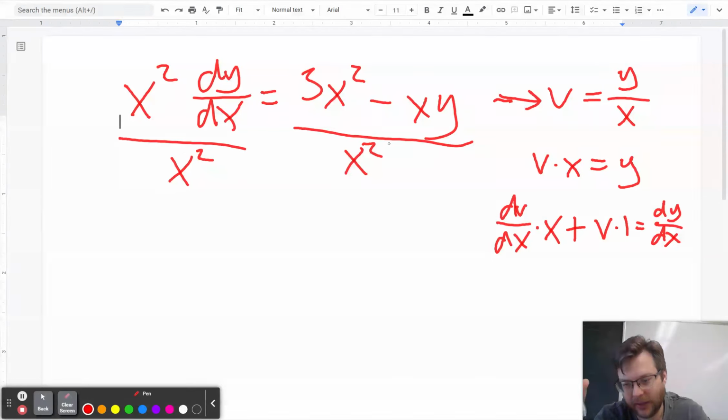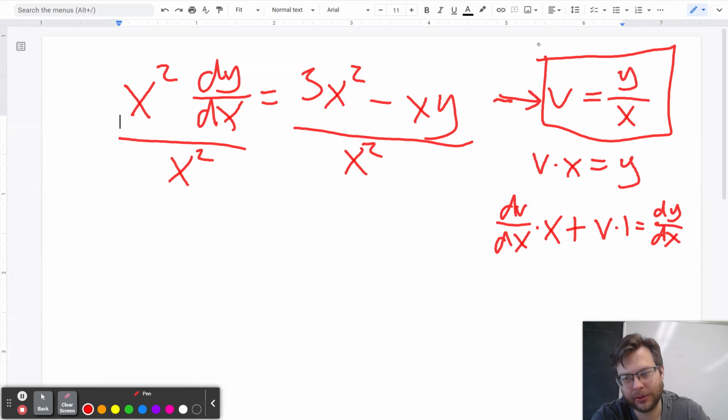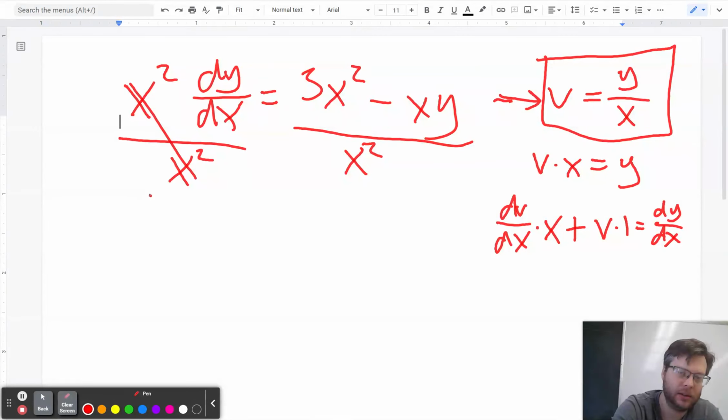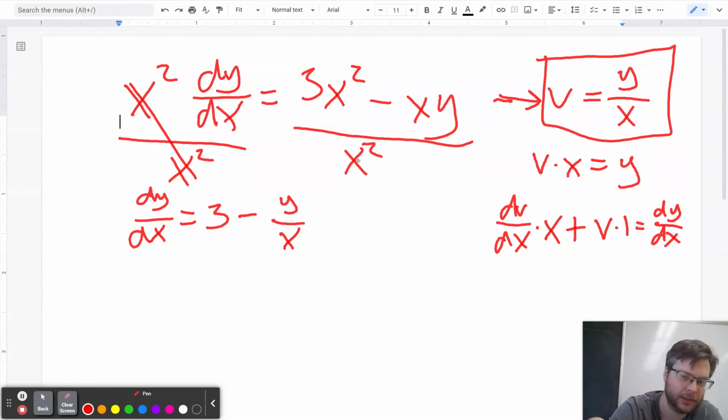This technically means you're assuming that x does not equal 0. That was also an implicit assumption when you saw v equals y over x. So I'm not making a new assumption that the book didn't suggest to me. I'm just making the same assumption that x is not equal to 0. So now we get dy/dx equals 3 minus y over x. So the 3x squared over x squared, and then the xy over x squared.